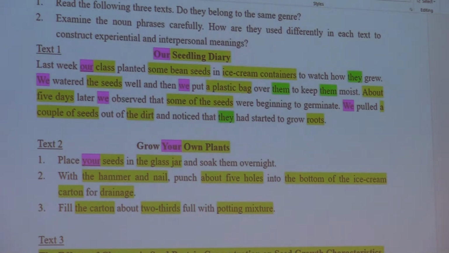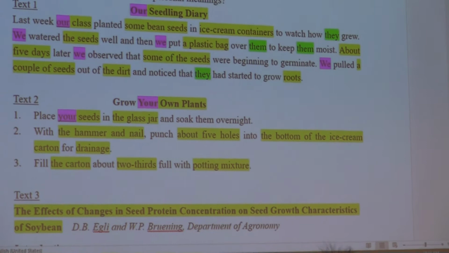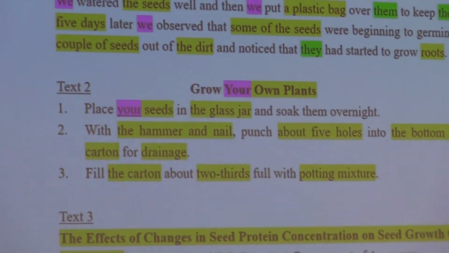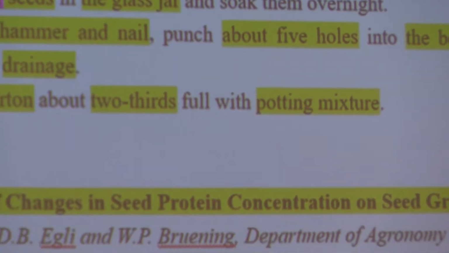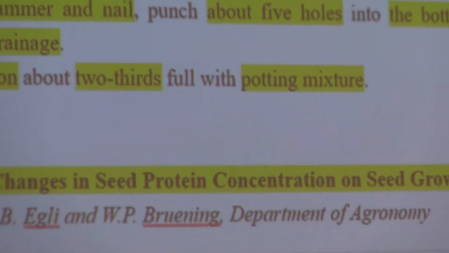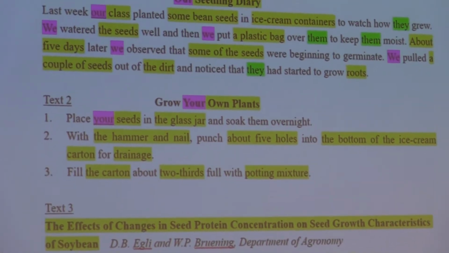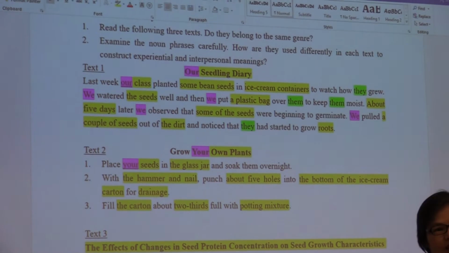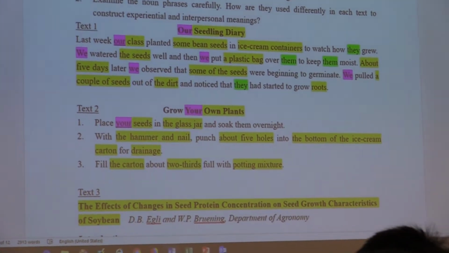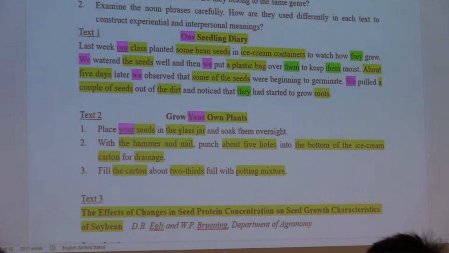And then the second text, grow your own plants. What kind of text is it? Instructions telling people how to grow their plants, for those people who like planting, gardening. And text 3? What's that? It's not an instructional text, not a diary, but it is a kind of report, something more formal, more academic, right?